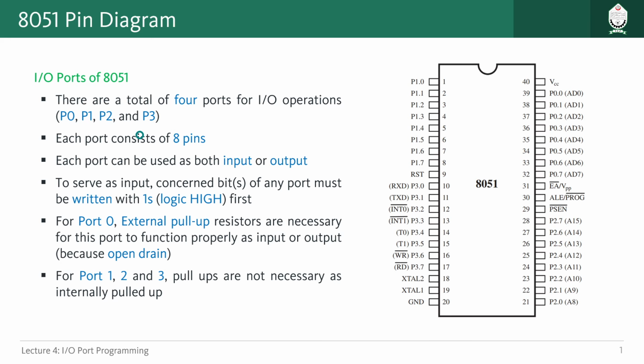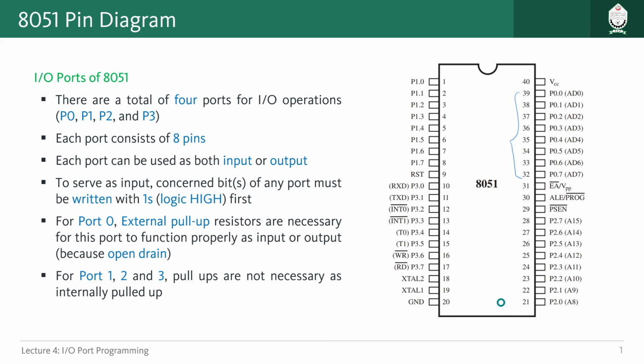So you will see that, if I talk about just port 0, port 0 is actually these ones starting from 39 to 32. So these 8 are basically port 0. So in this way you will see we have 32 pins here, which are basically input output pins. So they are called input output ports because they can be used as input ports as well as output ports.